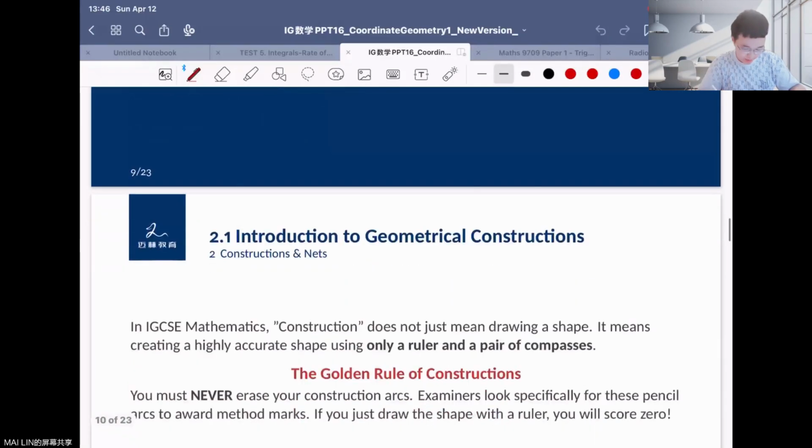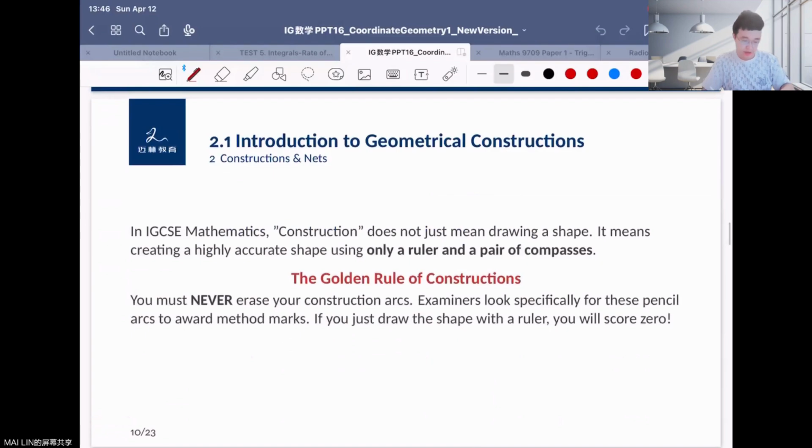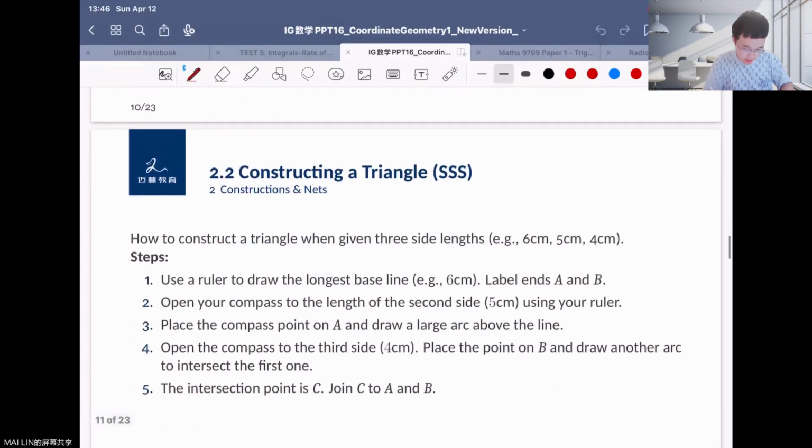Let's move to the first slide. First, let's make a brief introduction to geometrical constructions. How do we construct a graph? Construct just means we have to draw a shape. Here we have to use a ruler and a pair of compasses to draw the graph. I'll give you some examples.